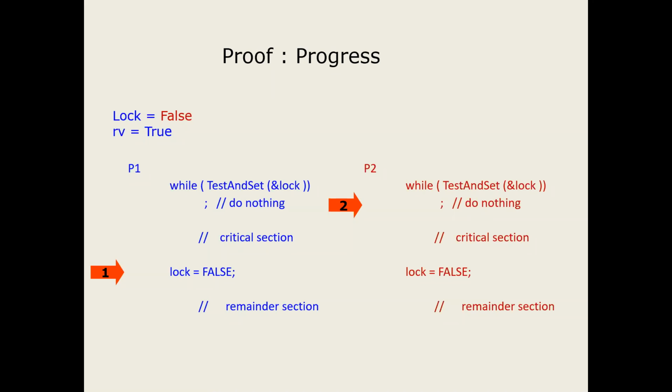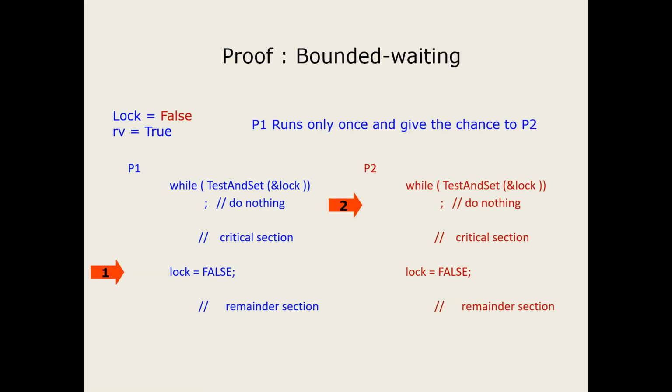So that is progress. For bounded waiting, P1 runs only once and gives the chance to P2. So that is the solution for the critical region using test and set.